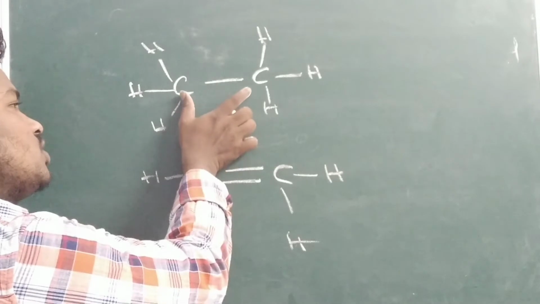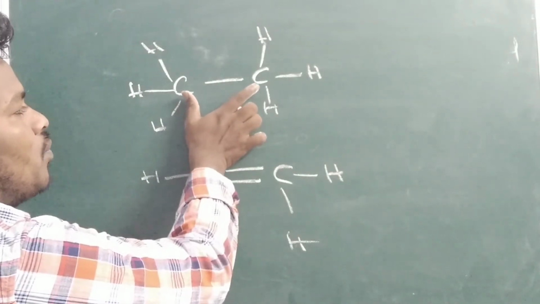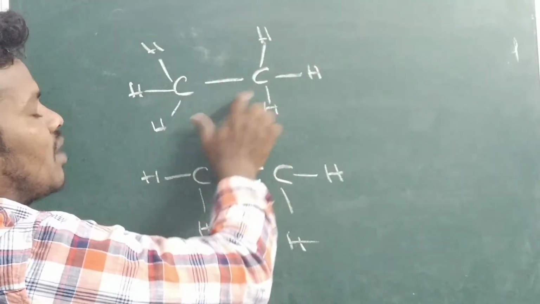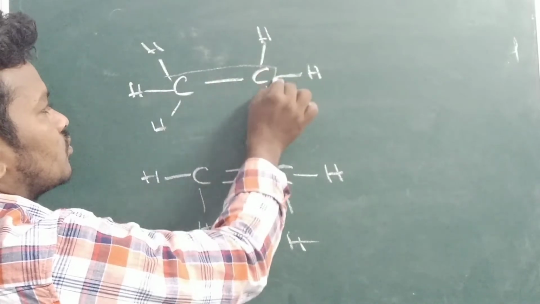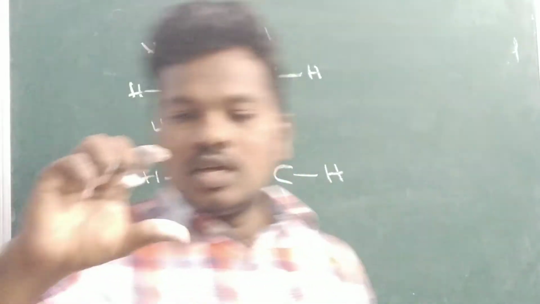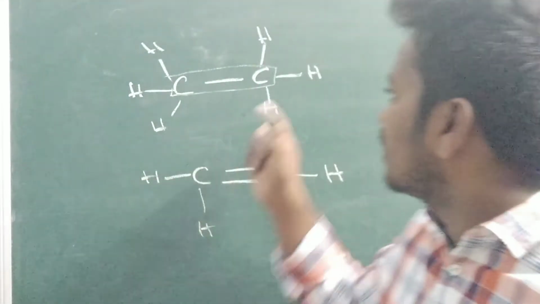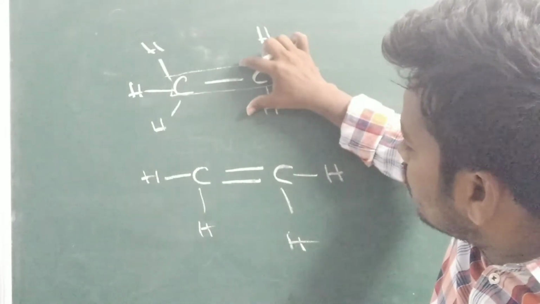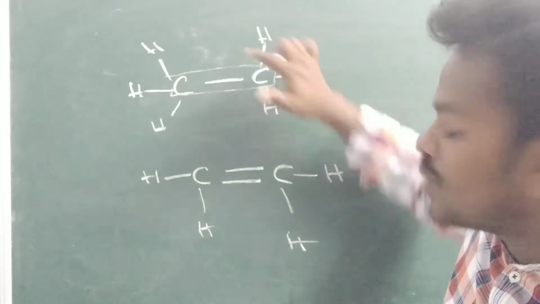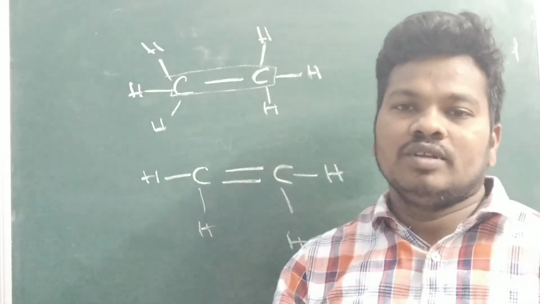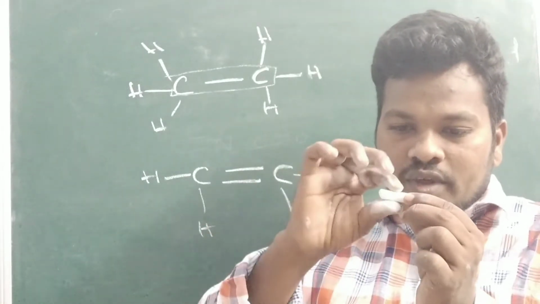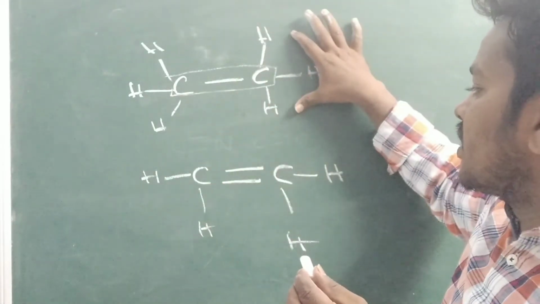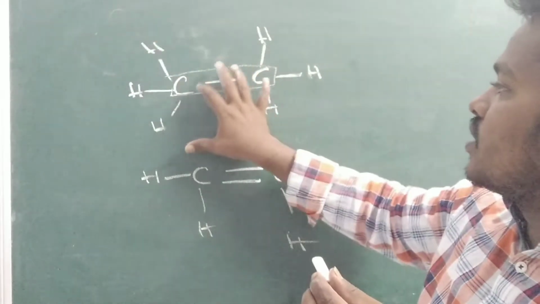For example, holding the carbon to carbon bond, just rotate it freely. Whenever you rotate the carbon to carbon bond, automatically these three hydrogens will also rotate. You can easily rotate the carbon to carbon bond, since one single bond is there. If you rotate it, you can easily rotate the atoms, and you can rotate the total bond.